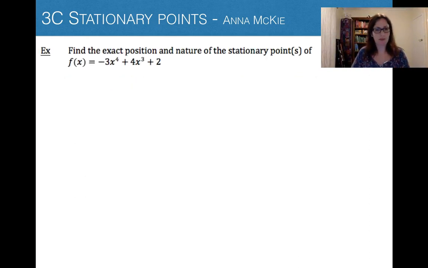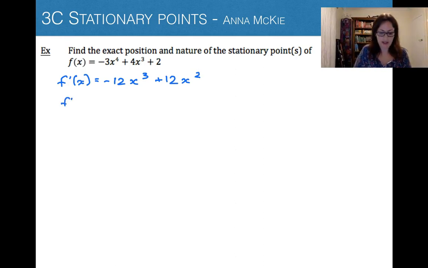Right, some examples. If we're asked to find the exact position and nature of stationary points of this function here. So our first step, when in doubt, differentiate. So to find the derivative, we have negative 12x cubed plus 12x squared. And we need to factorize that, because we need to say that f dash of x is equal to 0, stationary points. So then set that equal to 0.